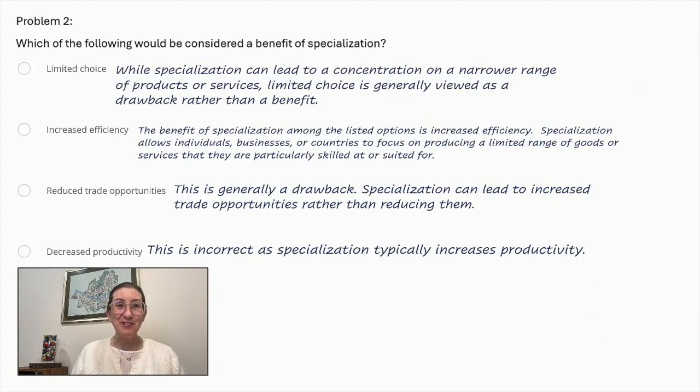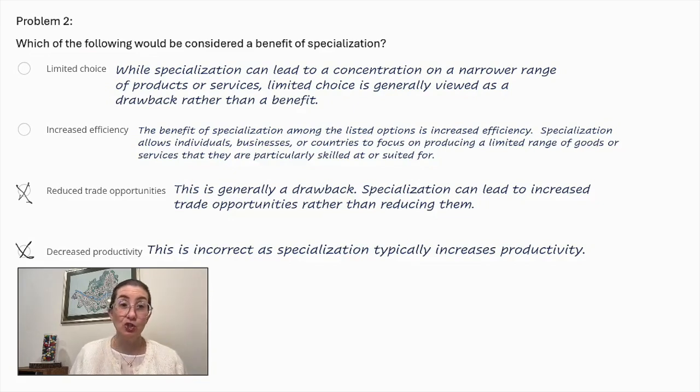Problem number 2. Which of the following would be considered a benefit of specialization? Limited choice, increased efficiency, reduced trade opportunities, or decreased productivity? Decreased productivity. This is incorrect as specialization typically increases productivity. By focusing on a specific set of skills or processes, workers and businesses can produce more output in less time, thus enhancing productivity rather than decreasing it. So we can eliminate that. Reduced trade opportunities. This is generally a drawback. Specialization can actually lead to increased trade opportunities rather than reducing them. So we can eliminate that as well.